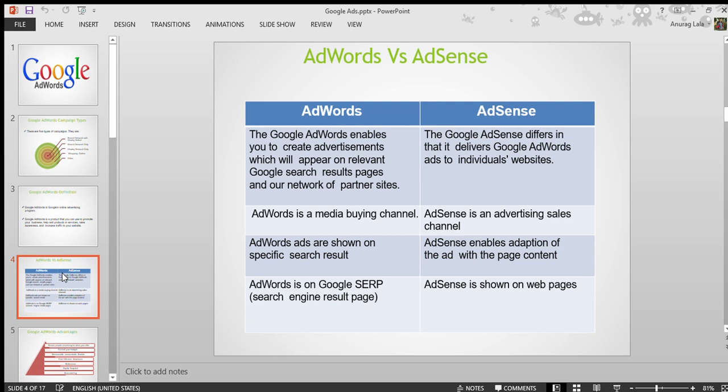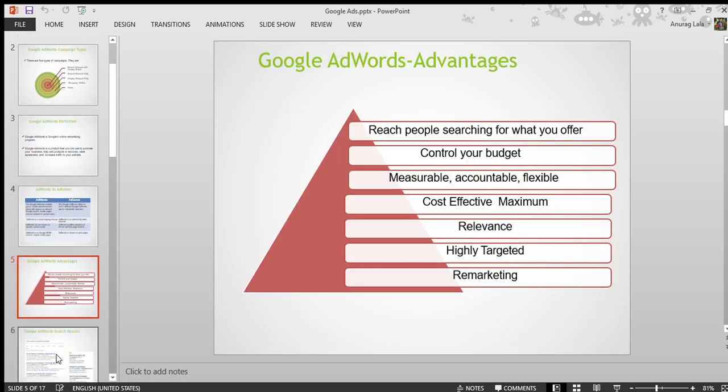You will have a much clearer understanding of this concept in the next video, which will be the practical implementation of all this. The next thing is Google AdWords advantages. Reaching people searching for what you offer is known as detailed targeting, target audience.